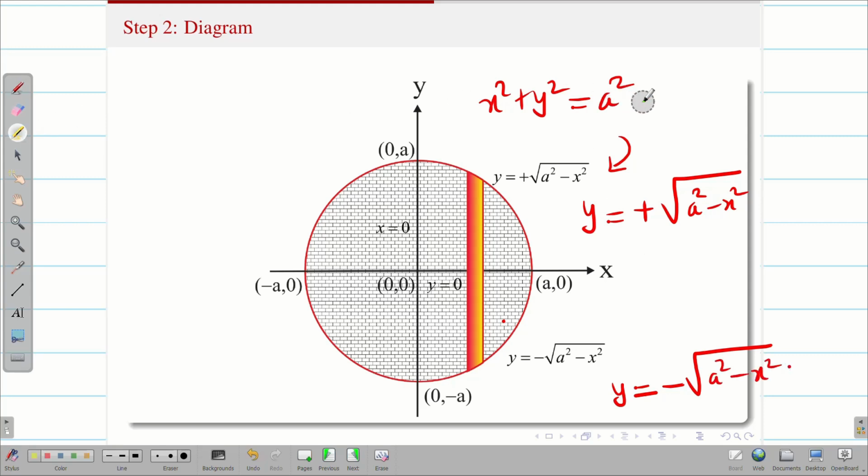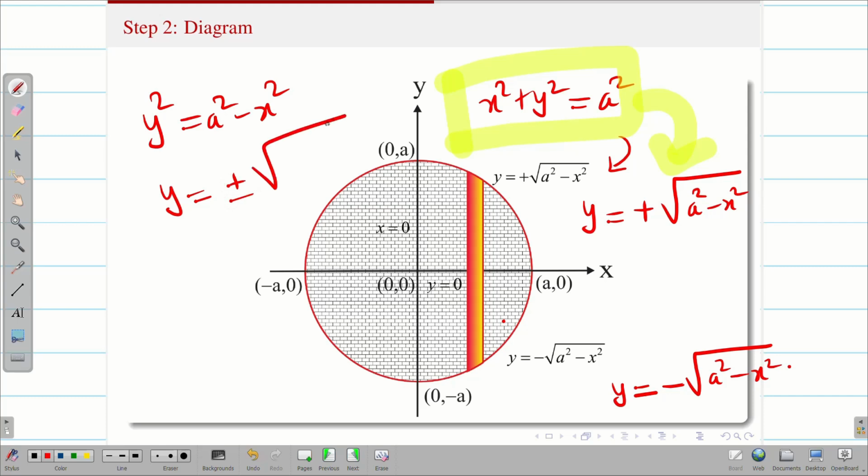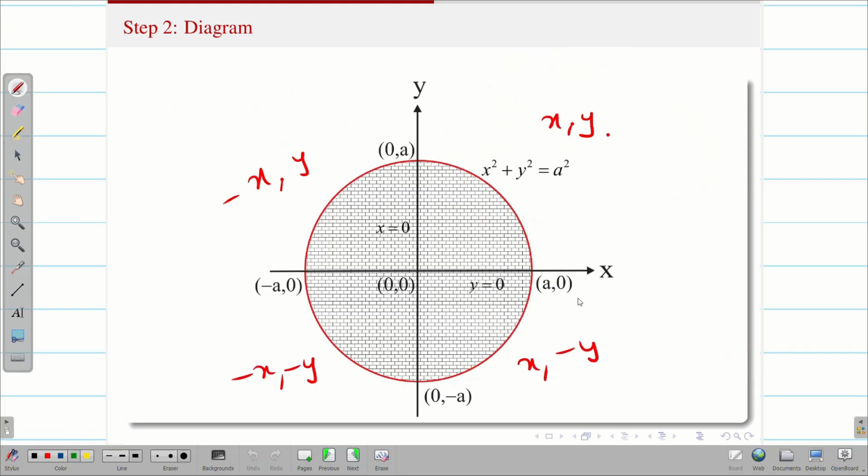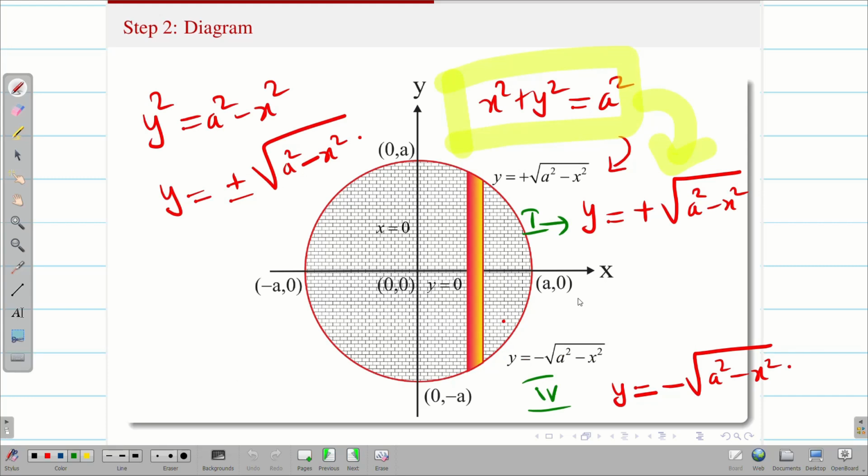For non-math students, just listen. This comes from the equation y square equal to a square minus x square, and y is equal to plus or minus square root of a square minus x square. In the first quadrant, all are positive, so I'm taking plus. In the fourth quadrant, y is negative, so I'm taking the minus value. But this will trouble me a lot. All these things are for your understanding, students.